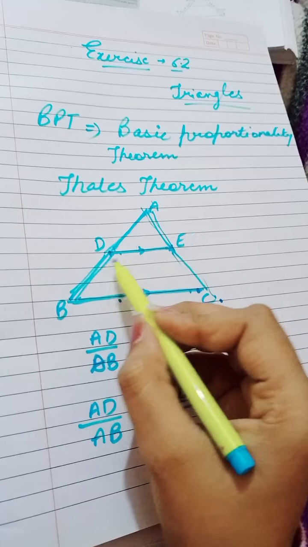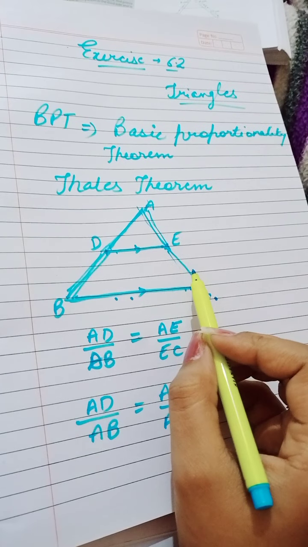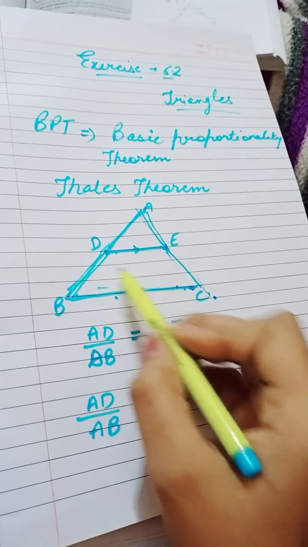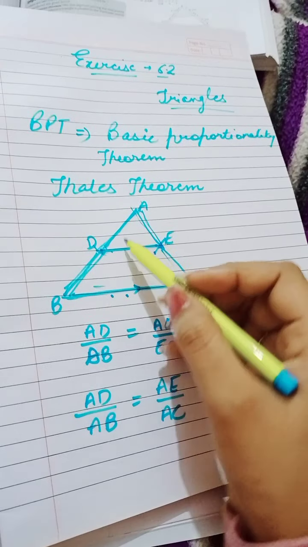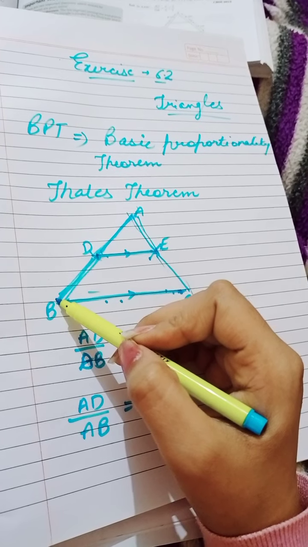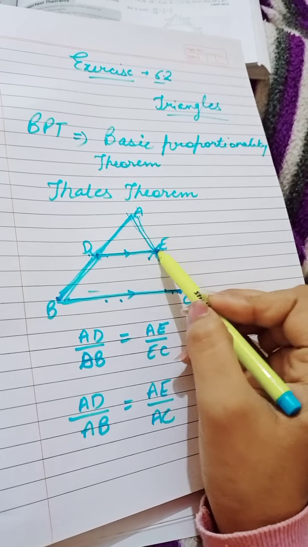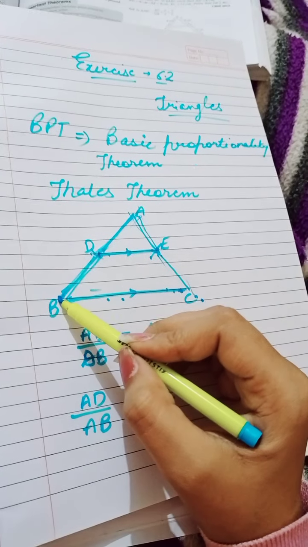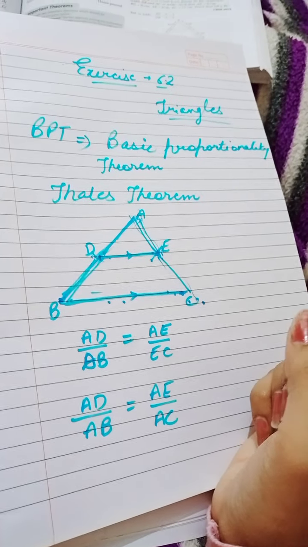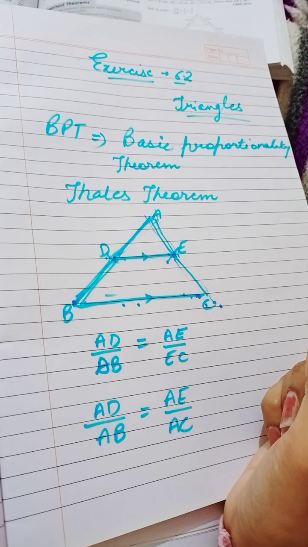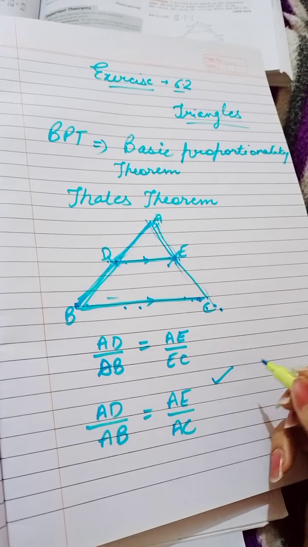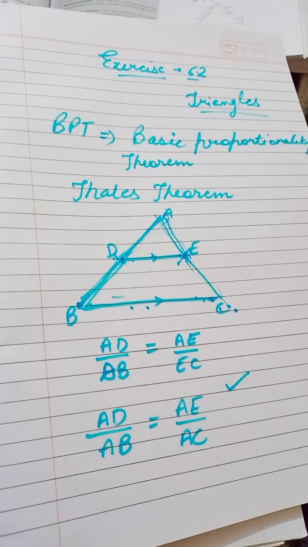This is the theorem. Whenever a line is drawn parallel to the third side and intersects the other two sides at two points, then the sides which are divided become in proportion, the same ratio. That AD upon DB would be equal to AE upon EC, or AD upon complete AB would be equal to AE upon complete AC. Okay, so this is the theorem. The proof of BPT I will explain in another video, but in this video just try to understand this theorem and we will discuss the questions only.